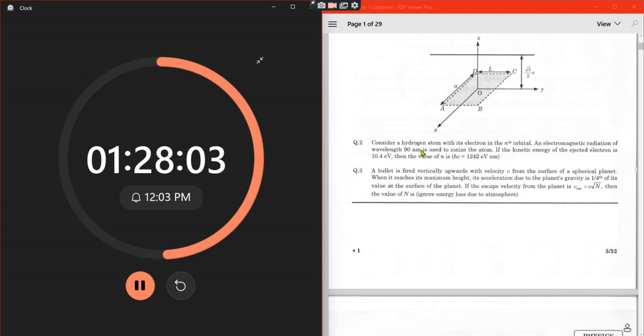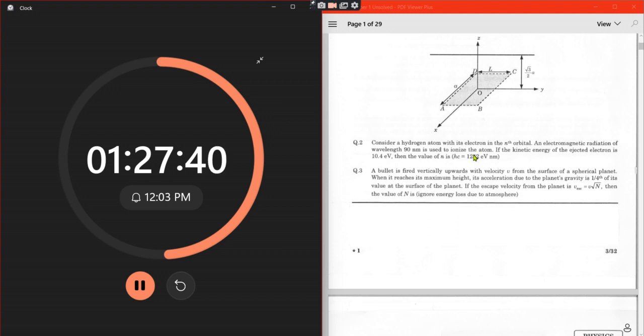An electromagnetic radiation of wavelength 90 nanometer is used to ionize the atom. The wavelength is 90 times 10 power negative 9 meters. An electron in the nth orbital of a hydrogen atom is ejected. If the kinetic energy of the ejected electron is 10.4 electron volts, the value of n is, in which shell?